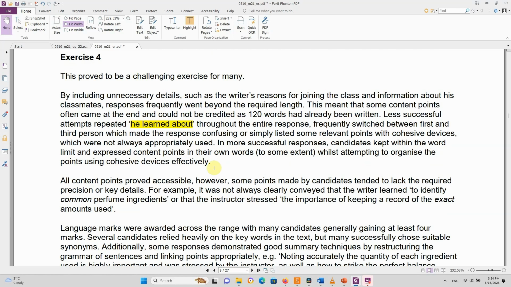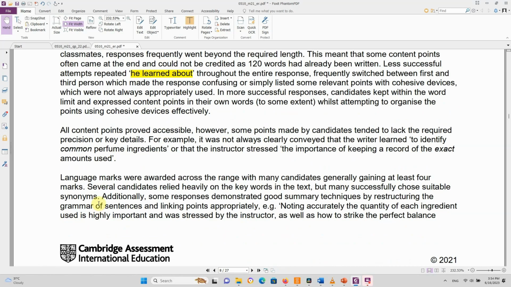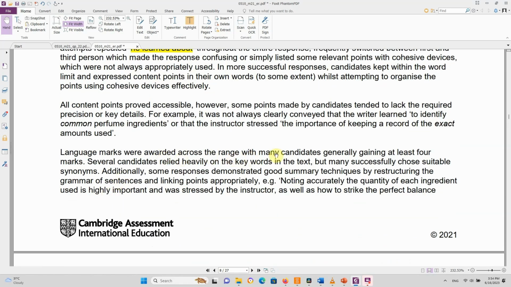All content points proved accessible, however. Some points made by candidates tended to lack the required precision or key details. For example, it was not always clearly conveyed that the writer learned to identify common perfume ingredients, or that the instructor stressed the importance of keeping a record of the exact amounts used. Language marks were awarded across the range, with many candidates generally gaining at least 4 marks.